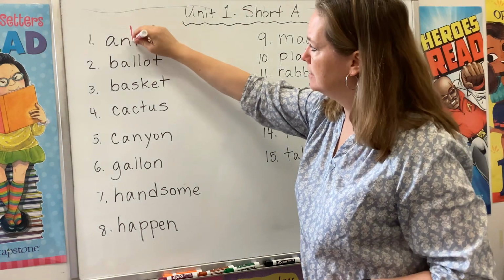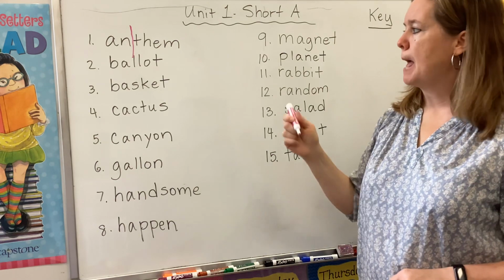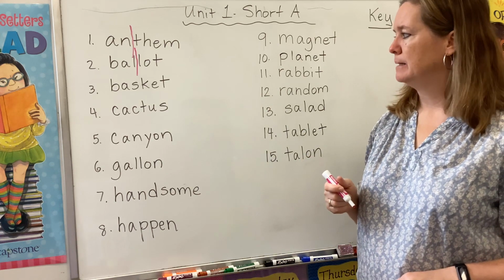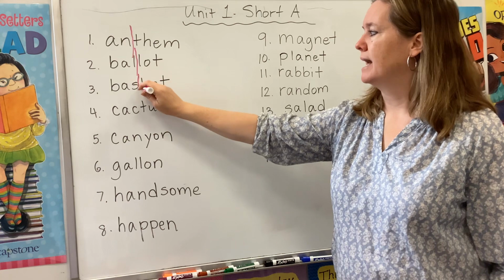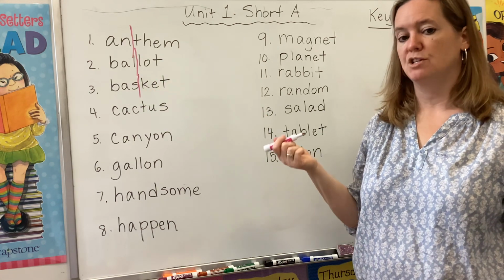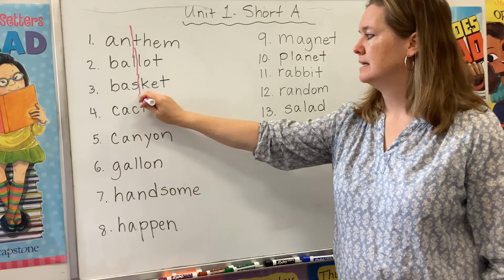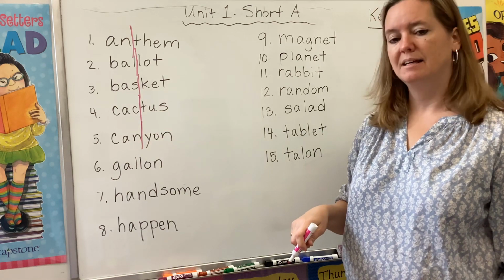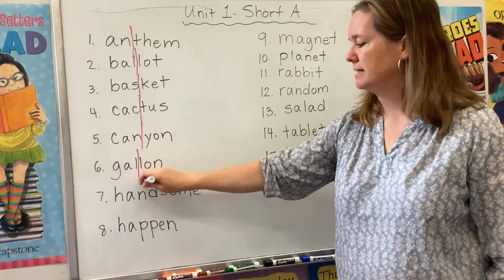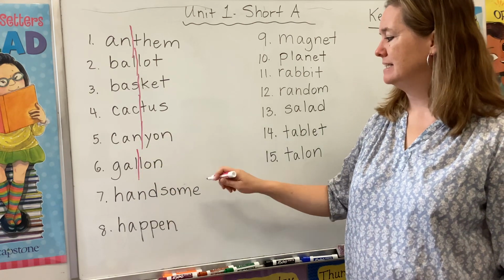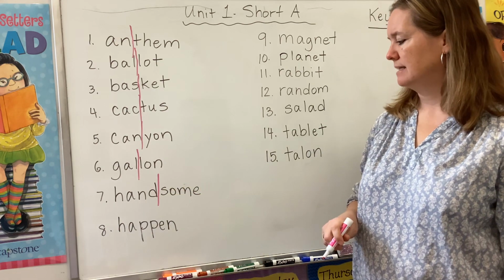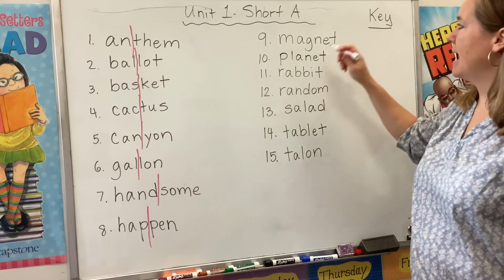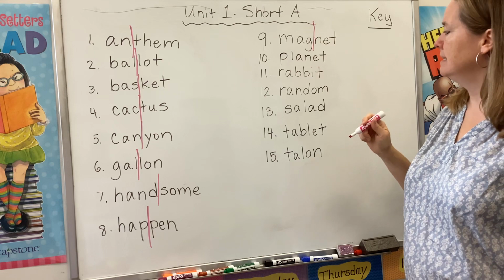Okay, so let's start with our first word, anthem. We're going to slice it between the N and the T. Ballot. We always slice syllables between the double consonants. Basket, between the S and the K. Remember, you should be doing this on your page as well. Cactus, between the C and T. Canyon, between the N and Y. Gallon, slice it between the double consonant. Handsome, between the D and the S. Happen, between the double P's. Magnet, between the G and N.